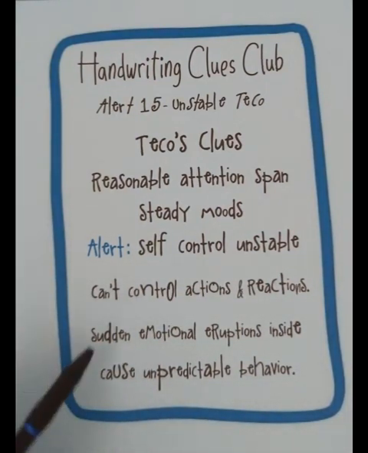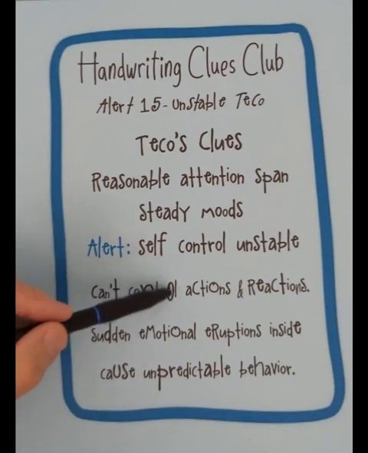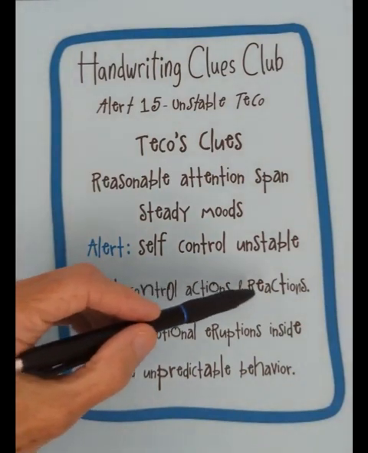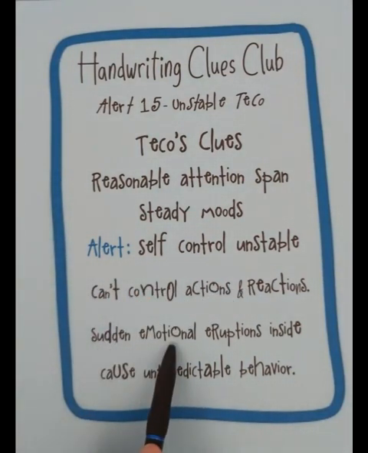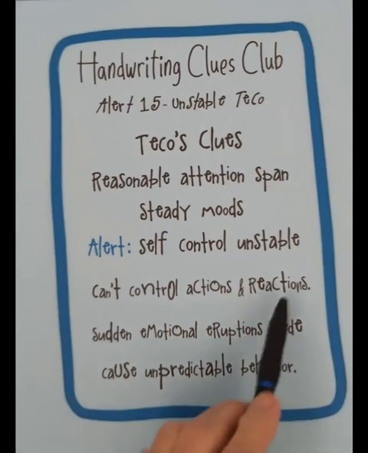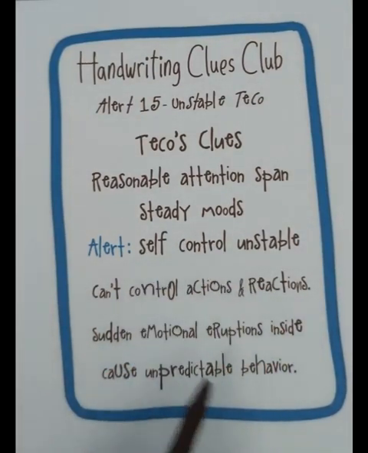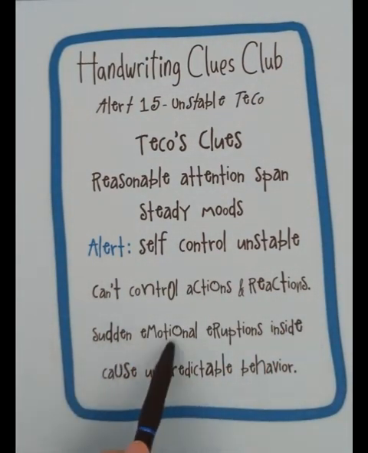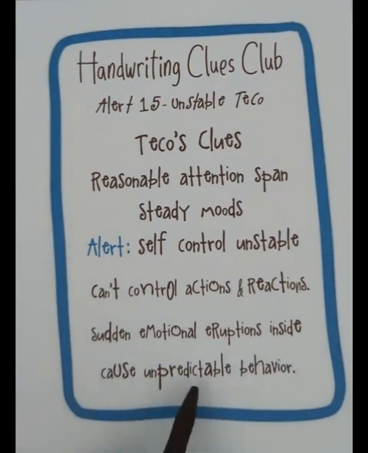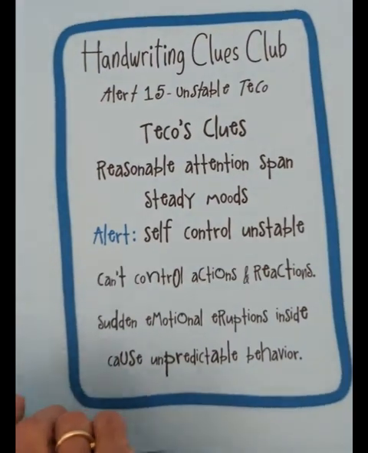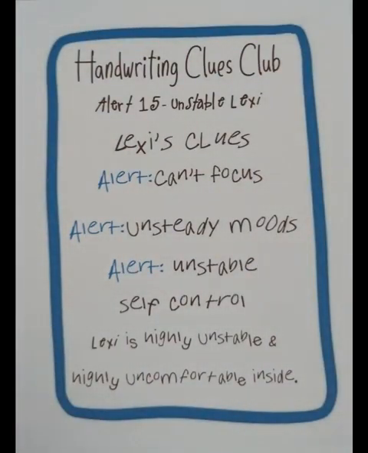And why is it out of control? We can see by the sudden large sizes and the sudden small sizes that there are sudden emotional eruptions inside Teco, or a person who writes like that. So the sudden emotional eruptions inside cause unpredictable behavior. It's rough on Teco, but it's not as rough as it could be.